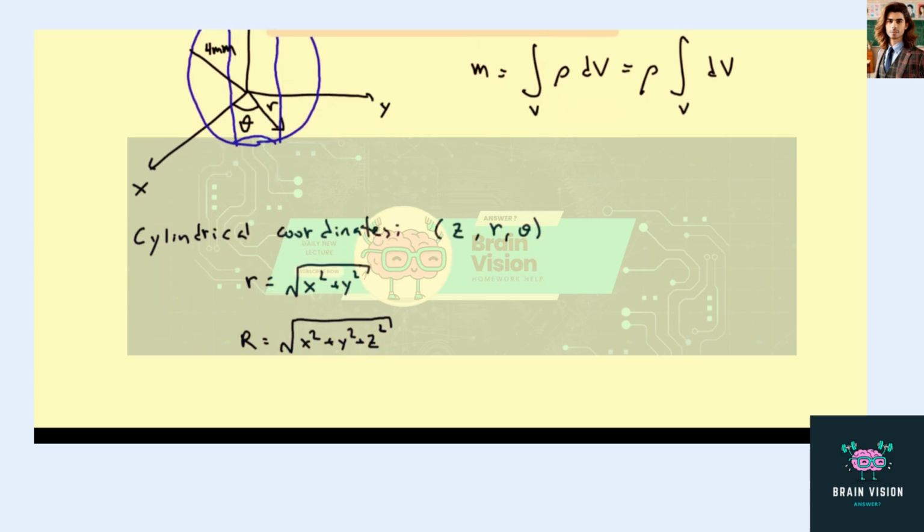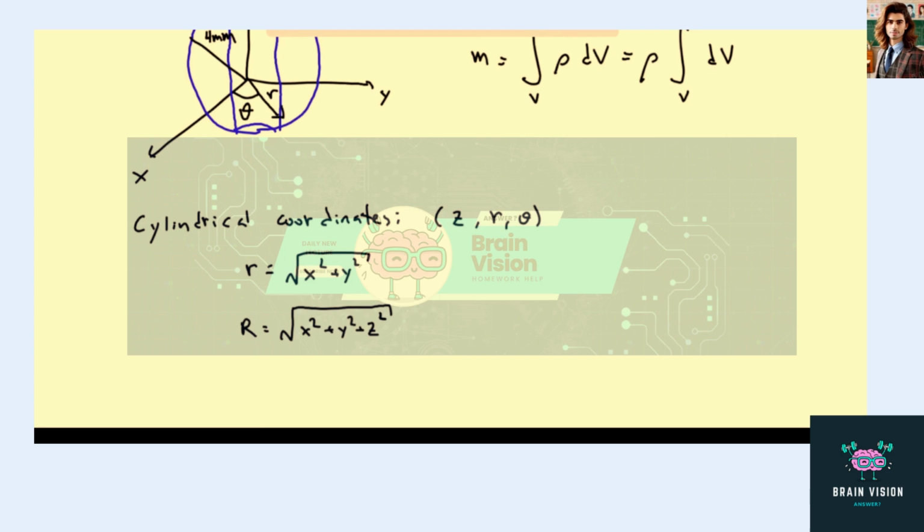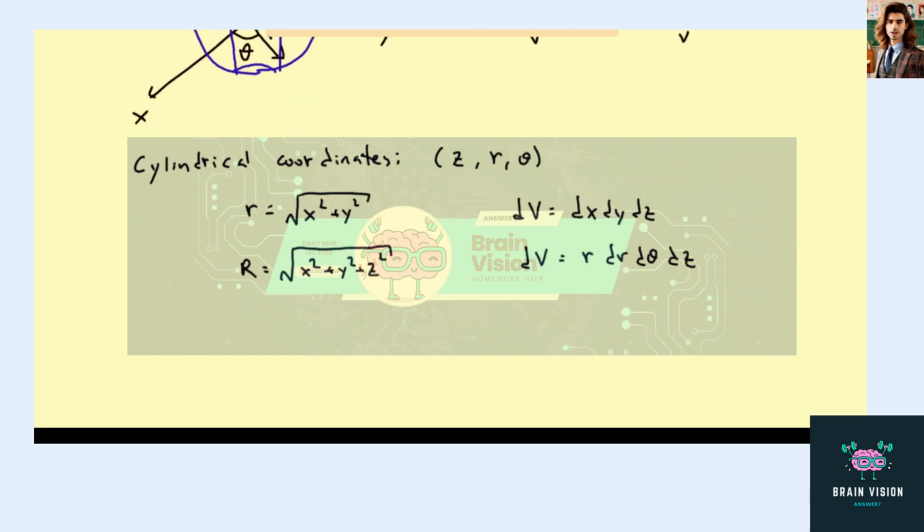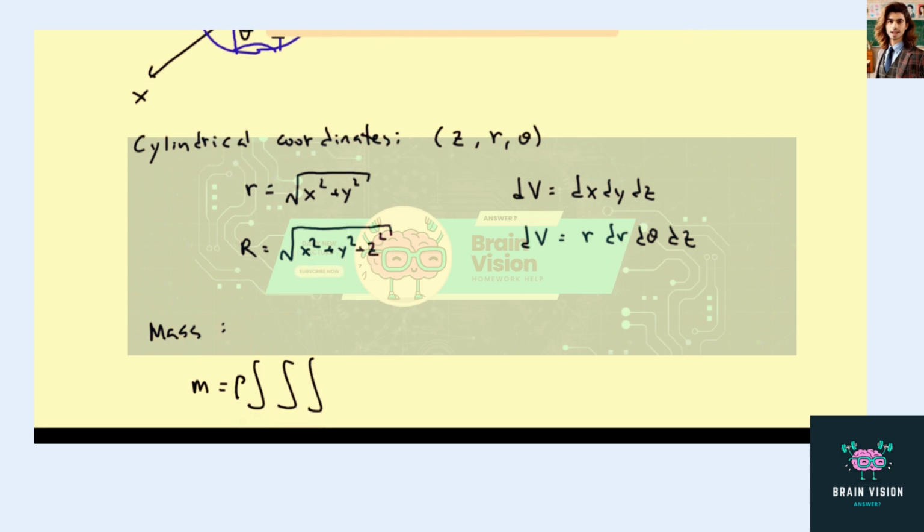So now we're almost ready to integrate. We just need to recall what is the volume element in cylindrical coordinates. In Cartesian coordinates, we know the volume element is equal to dx times dy times dz. But in cylindrical coordinates, dv is actually equal to r dr d theta dz, where r here is the Jacobian. So now to find the mass, we can evaluate the triple integral of r dr d theta dz.